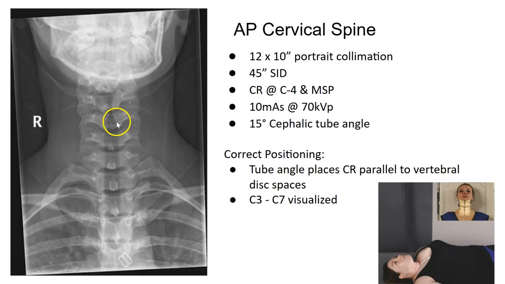So 7, 6, 5, 4, and this is 3. So you will not see C1 and C2 on this projection. We're going to do those or visualize those better in the AP open mouth. This is a really pretty x-ray.